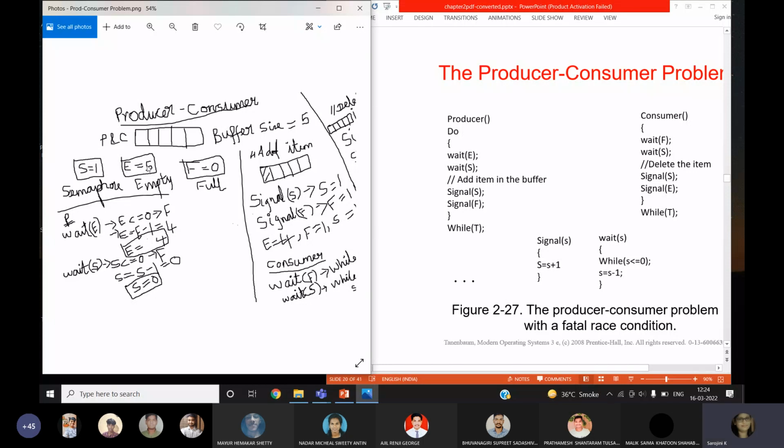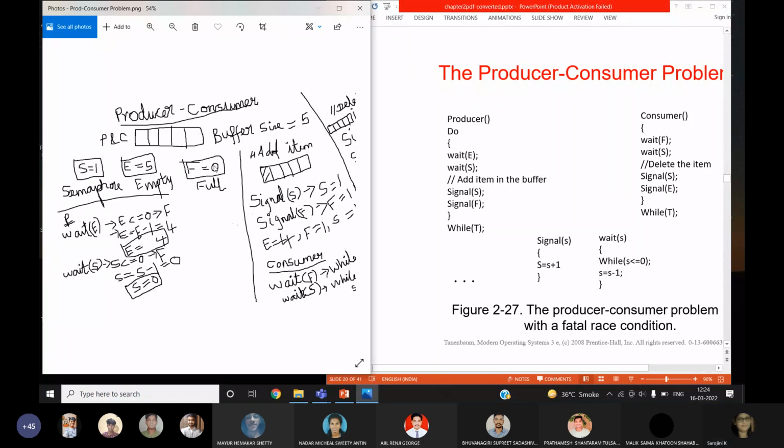E, empty, equals 5. How is empty equal to 5? Now look at all the 5 buffer cells. Initially all the 5 are empty. So empty equals 5. Full equals 0, since none of the buffer is full. So full is 0. Everything is empty, so 5. Nothing is full, so 0 initially.